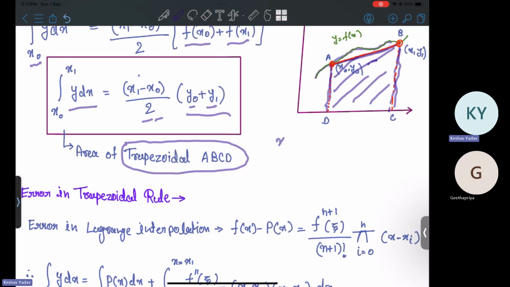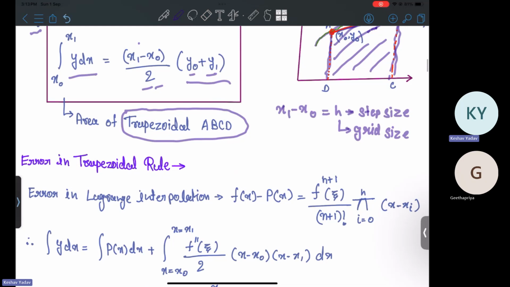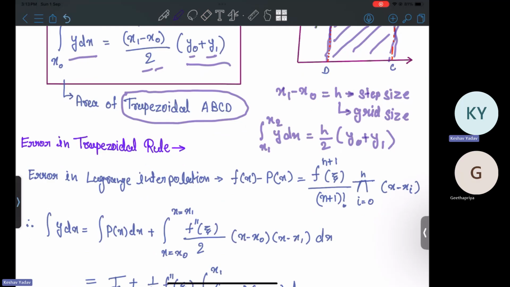If I assume x1 minus x0 is equal to h, h is what? Step size, or it is also called grid size. If I assume this as h, so I can write integration from x0 to x1 of y dx will be equal to h by 2 times (y0 plus y1). Okay, this is the formula we will get. Now we will see how to find out the error that is involved in the numerical integration.